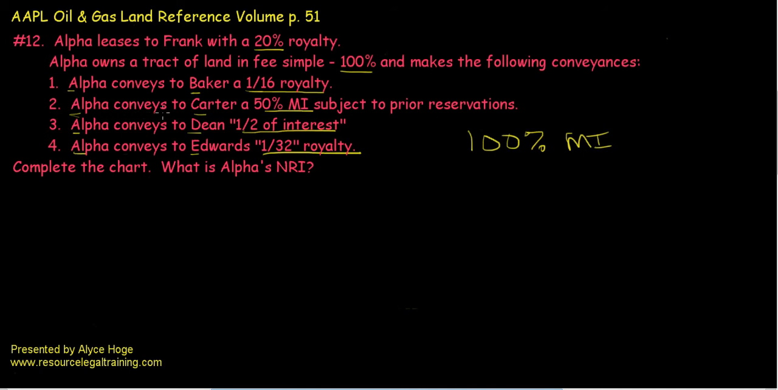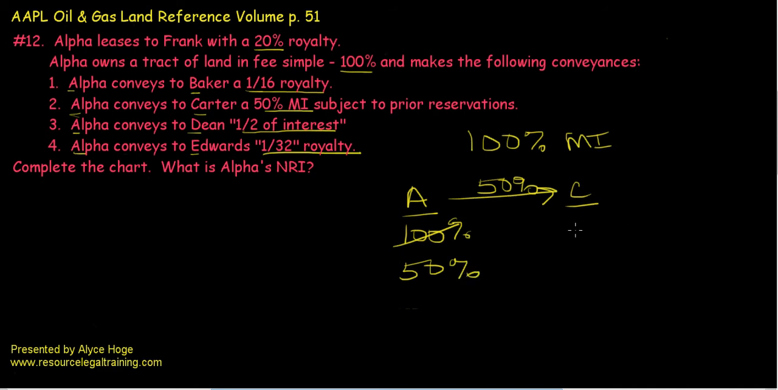But the next conveyance she makes is to Carter for 50%. So now A owns 100%, and she's conveying to Carter 50%, which means A will end up with 50%, and Carter will own the remaining 50%.